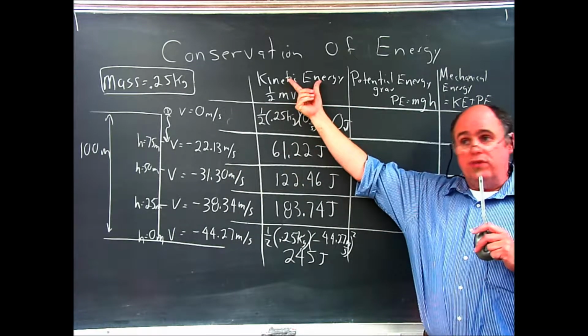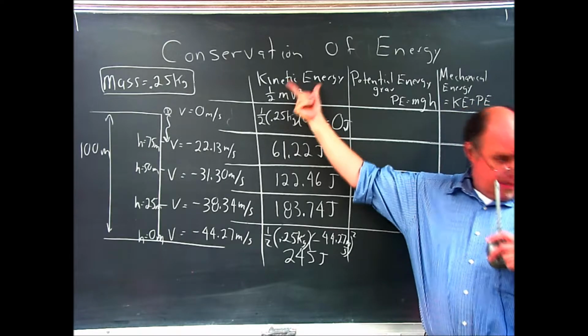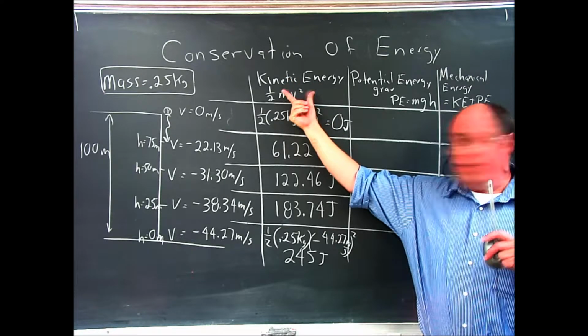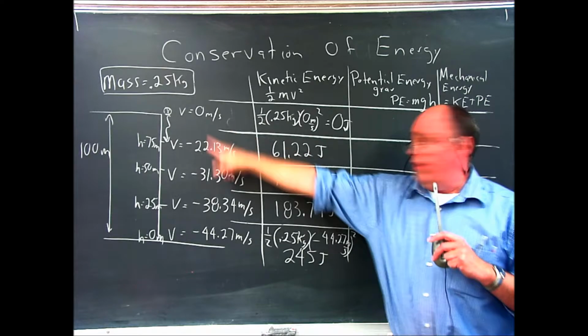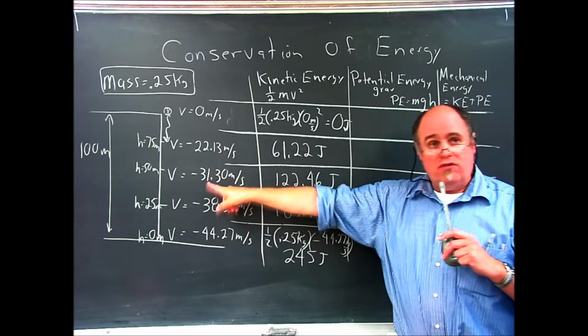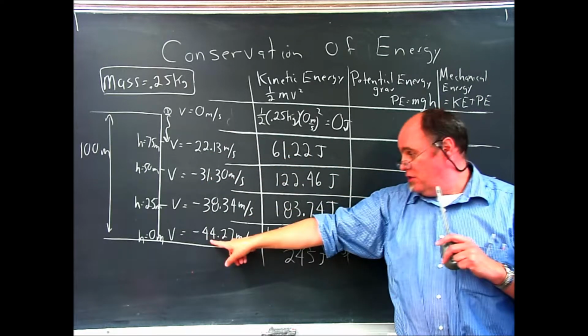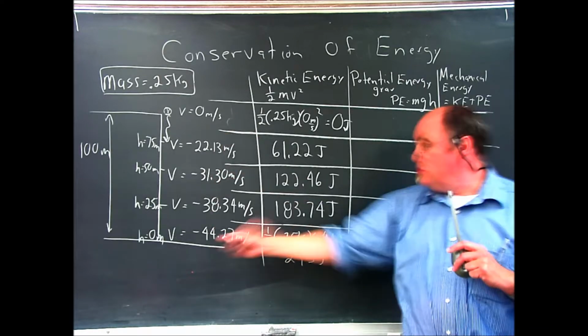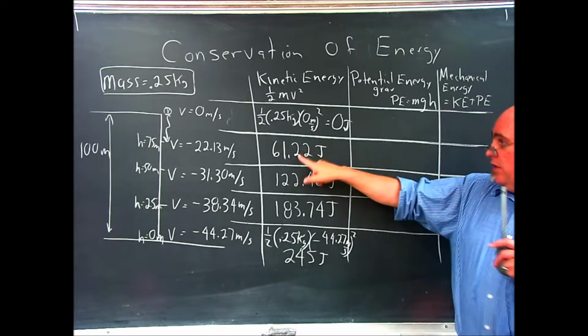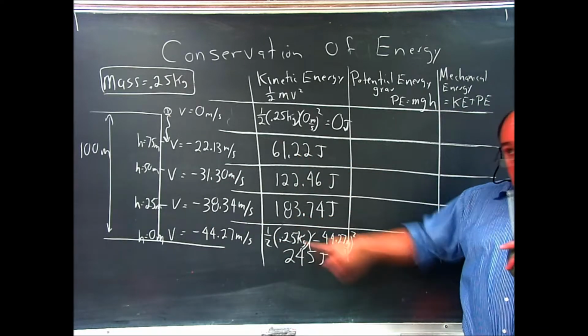When something is moving, it has kinetic energy. And as it moves faster and faster, it has more and more kinetic energy. So as the ball here is falling, and it's moving faster and faster, these numbers are getting bigger. The speed would be the absolute value of these numbers. As it's getting bigger, you can see that these energies are getting bigger also.